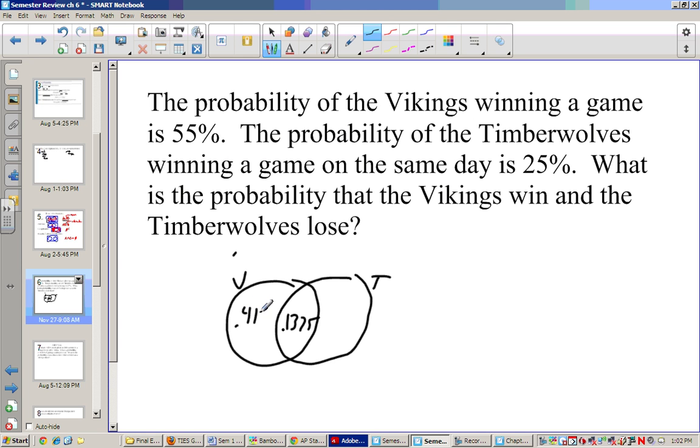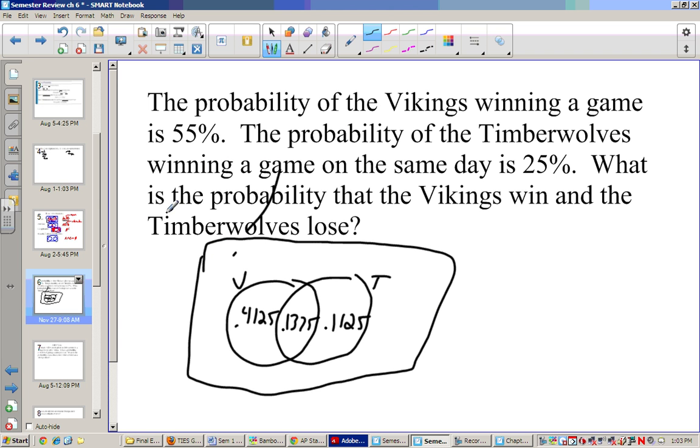I'll know that the probability that just the Vikings win is 0.4125. The probability that just the Timberwolves win is 0.1125. And now if I add up these three numbers, I get 0.6625. So if I take 1 minus that, on the outside, the probability that both teams lose is going to be 0.3375. Now, I went through all of these things, and you don't really have to do all of it, but it's kind of nice to.